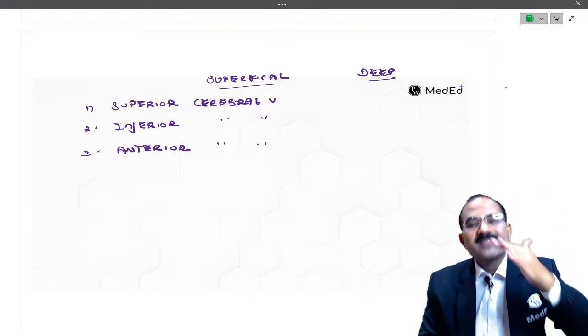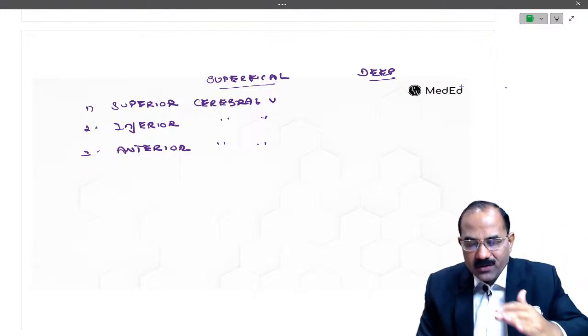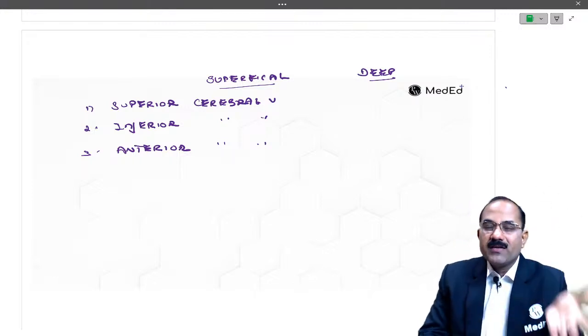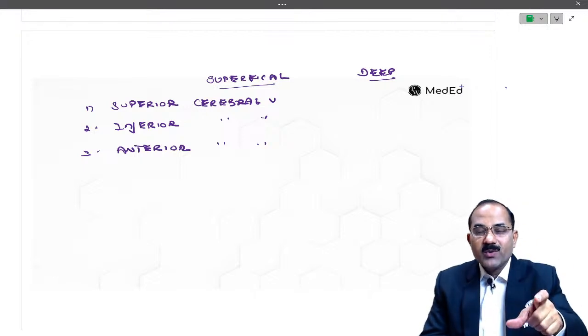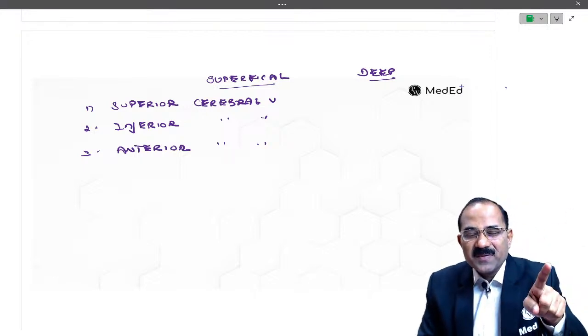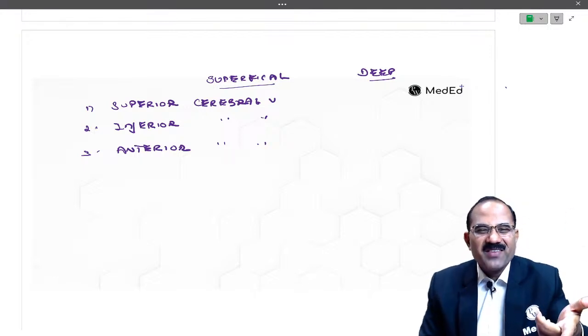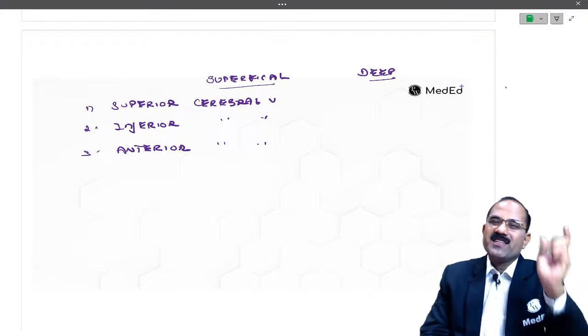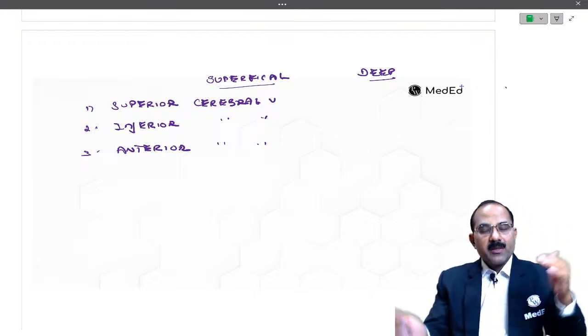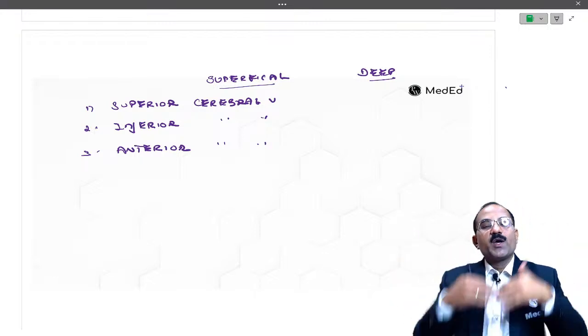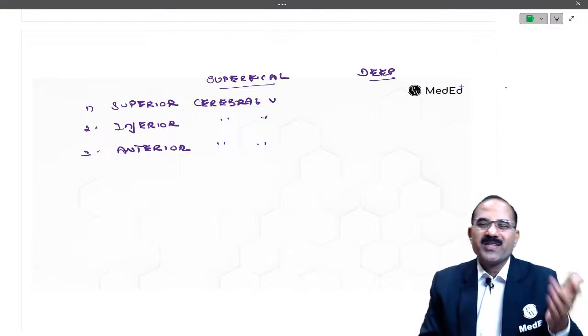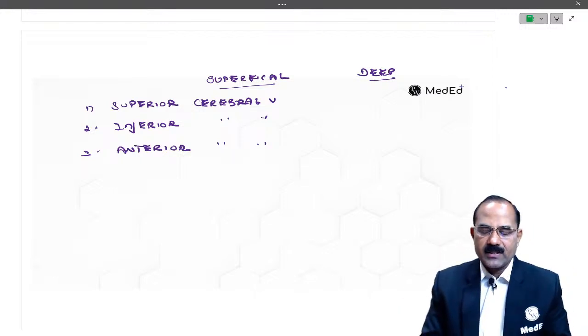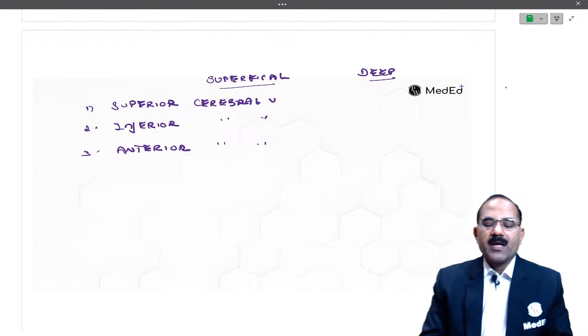The inferior cerebral vein drains the inferior surface of the brain, and the inferior cerebral veins will open into the cavernous sinus. So one of the tributaries of the cavernous sinus is the inferior cerebral vein. They also open into the sigmoid sinus. Sigmoid sinus. Remember that.